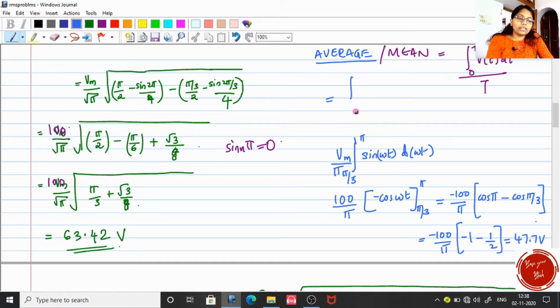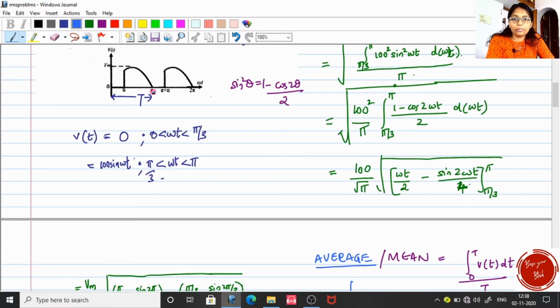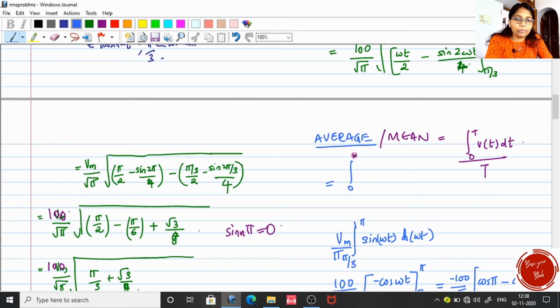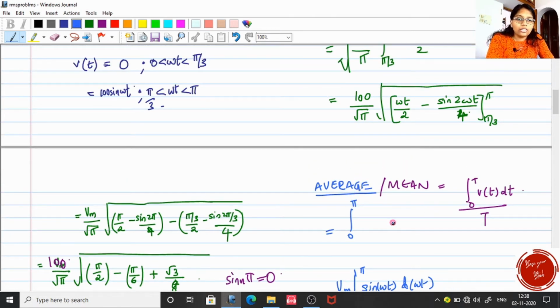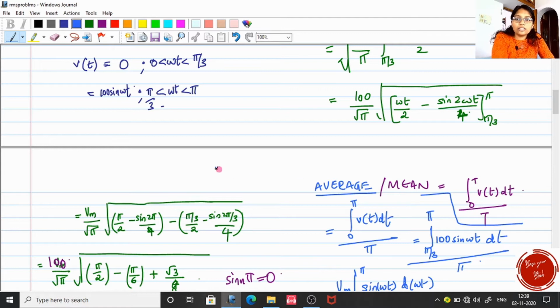integral 0 to what's our time period? Time period was 0 to pi, isn't it? So it is integral 0 to pi of v of t dt divided by pi. But let me write one more step, because we know that there is no value for v of t from 0 to pi by 3. So let's write the limits from pi by 3 to pi. So it becomes integral pi by 3 to pi of 100 sin omega t dt divided by pi. Why? Because there is nothing to integrate between 0 to pi by 3. So we rewrite the limits to pi by 3 to pi.